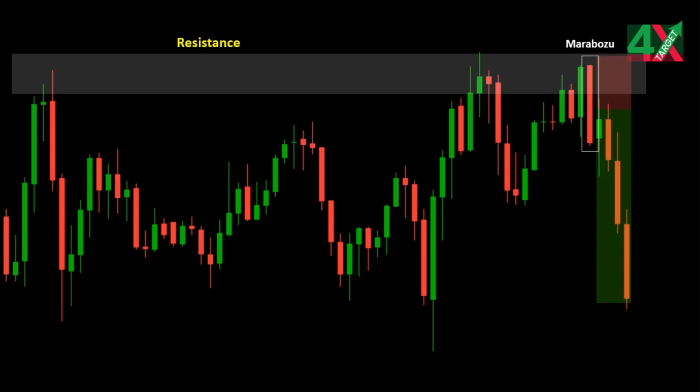Remember, single candlestick patterns are the building blocks of price action. They give early signals of reversals, continuation, or indecision. But these patterns must be read in context.